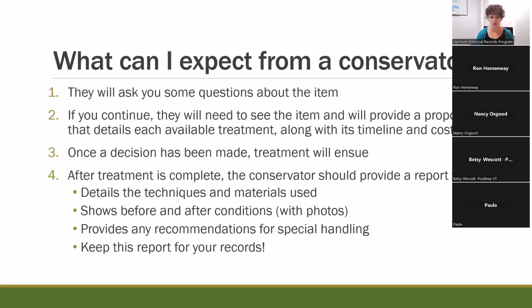And you want to make sure that you hold onto this report permanently. It's really important information for your organization about what's been done to the item. It can be useful in the future for researchers who are interested in the physical nature of the item. And if you ever have to get conservation done on it again, another conservator in the future would want to know what treatments have been done in the past.